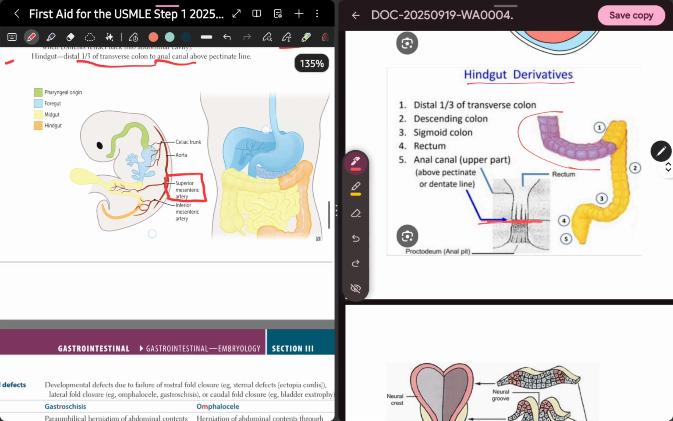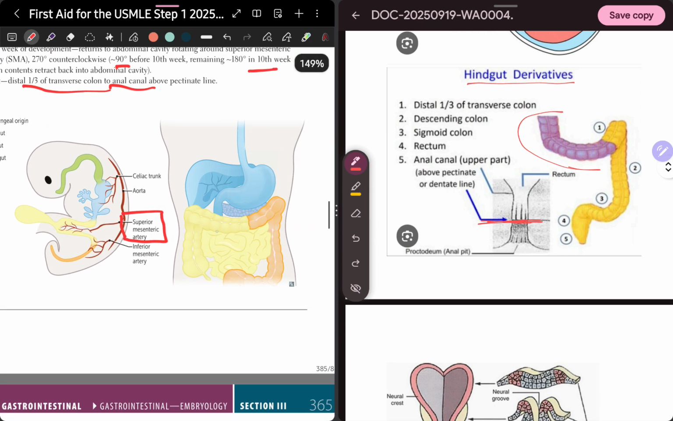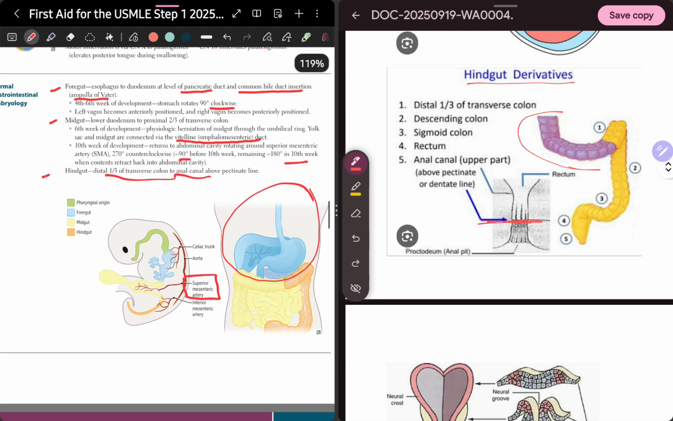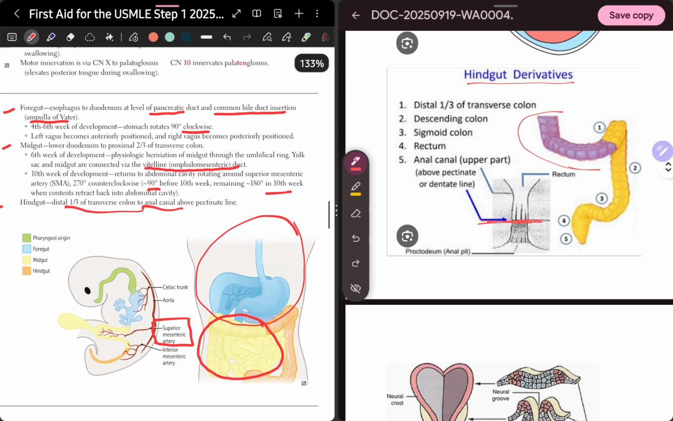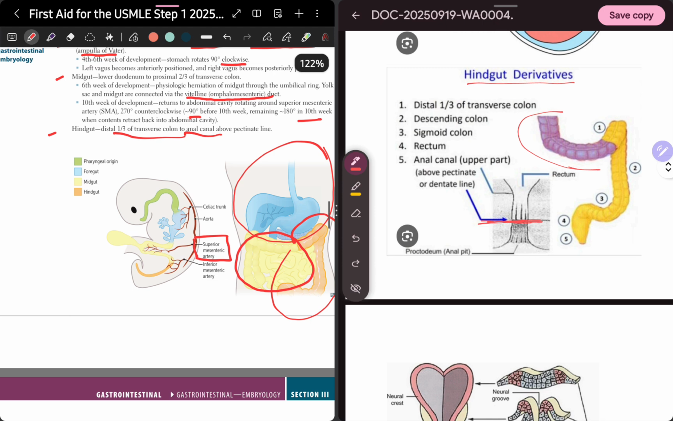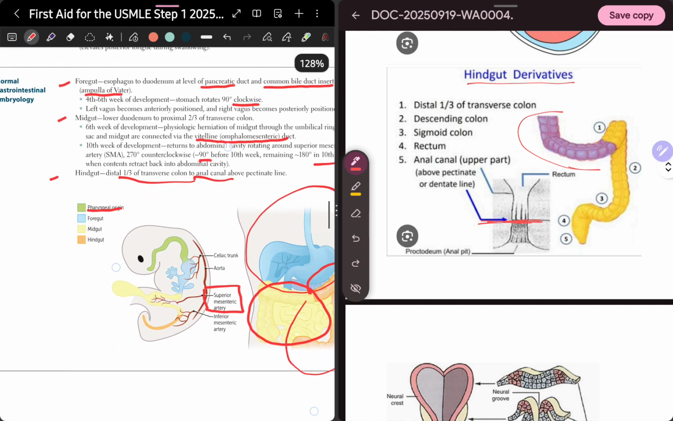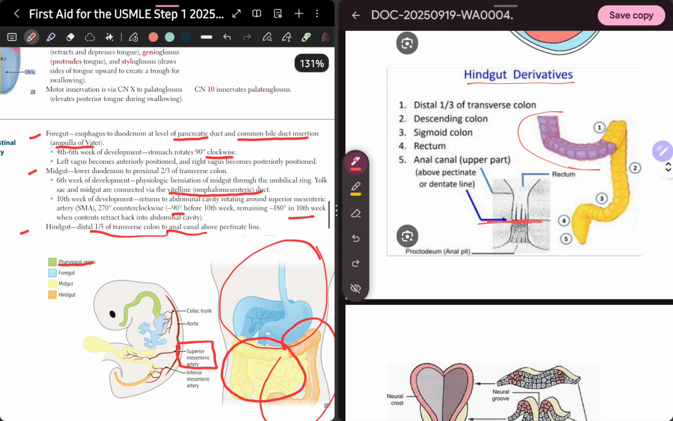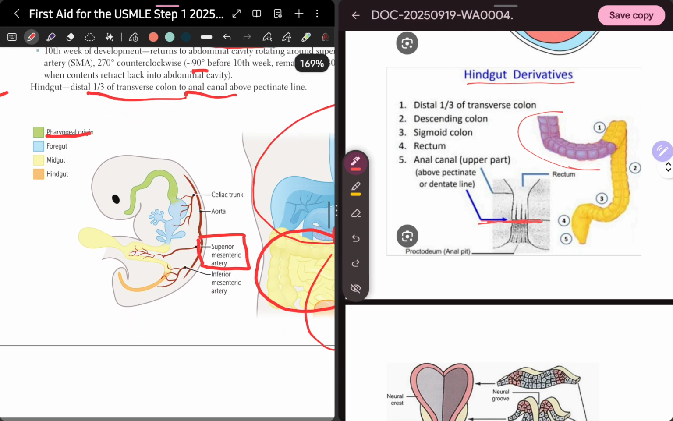Now I want to explain this picture. What is this picture signifying? Here you can see the blue area, which is the foregut. The yellow one is the midgut. The orange one is the hindgut. The other picture is over here. It is the pharyngeal region, because it has no part in the formation of the foregut, midgut or hindgut. So it is a separate thing.